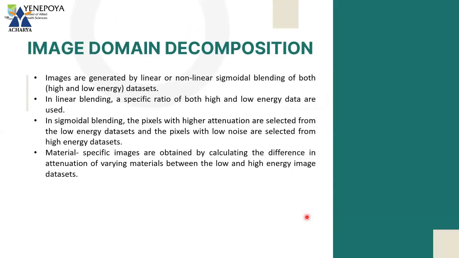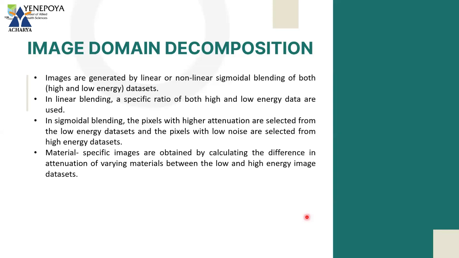So there are two ways in which the data set will be processed. One is image domain decomposition, the other one is projection space decomposition. In image domain decomposition, once the image is generated by linear or non-linear sigmoidal blending of both the high energy and low energy data sets, the post processing takes place.